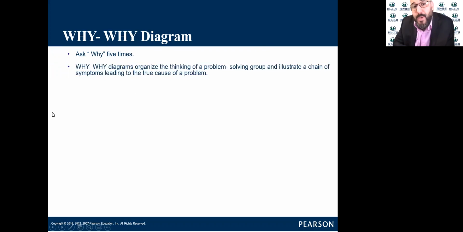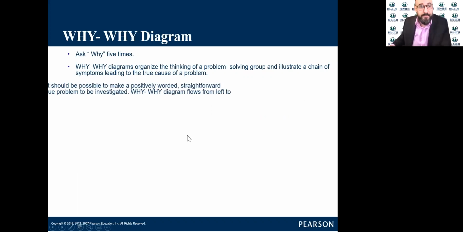The Why-Why diagram organizes the thinking of a problem solving group and illustrates a chain of symptoms leading to the true cause of the problem. So once you ask these five whys, you will be systematic in your mind, and that will take you into a sequence of chains, the chain of symptoms that will help you reach the cause of a problem.